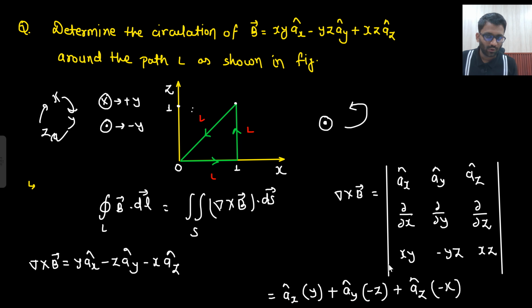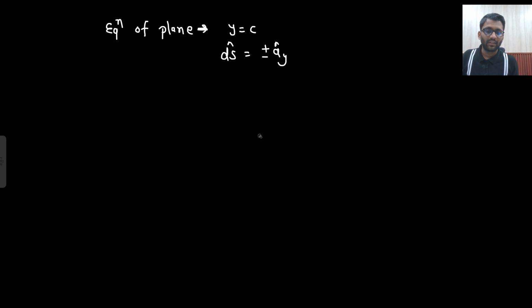And if you are working in this loop, then what is the direction? If you are working in this loop, then the direction is outward, which is minus y. So what you are going to get? Minus ay cap. Okay. So this is the direction, which is minus ay cap.